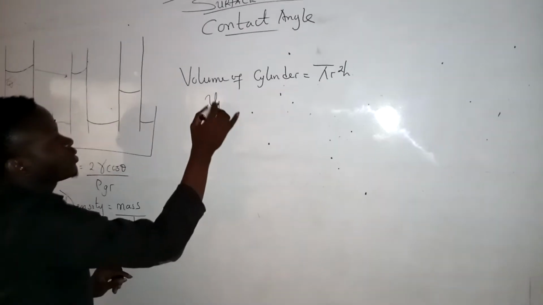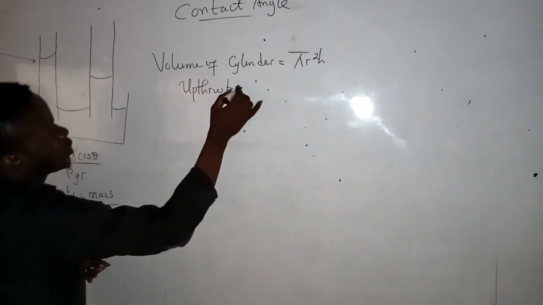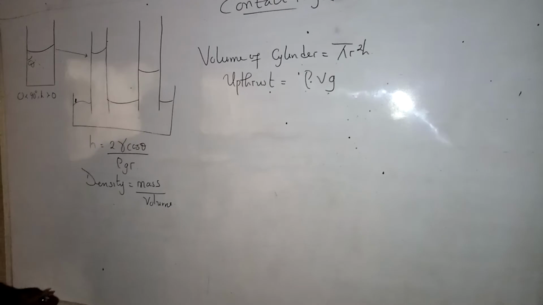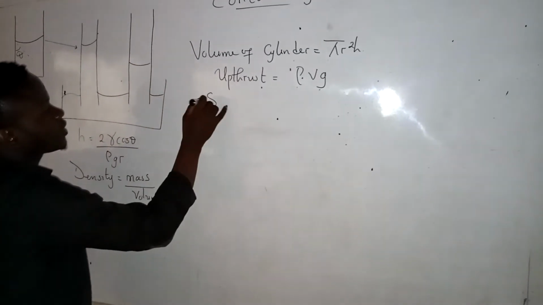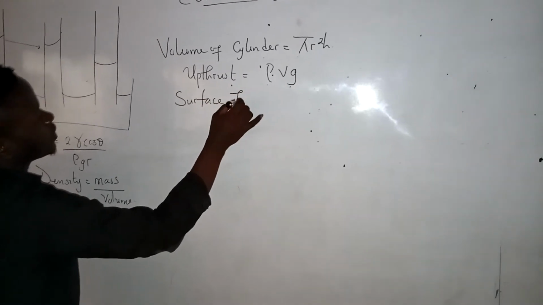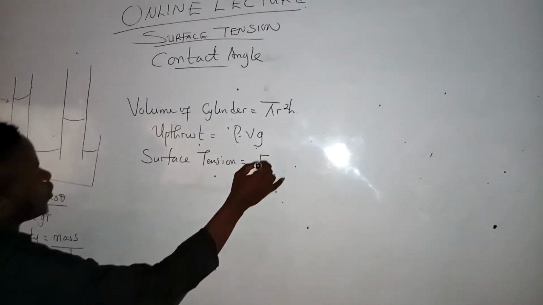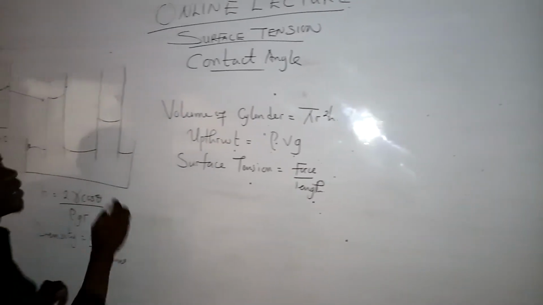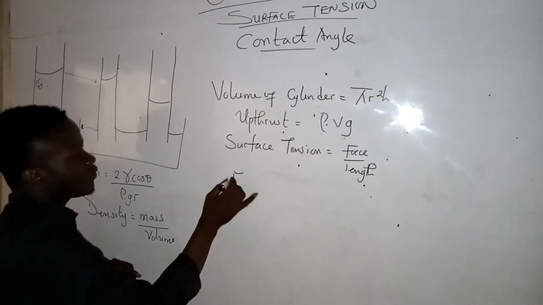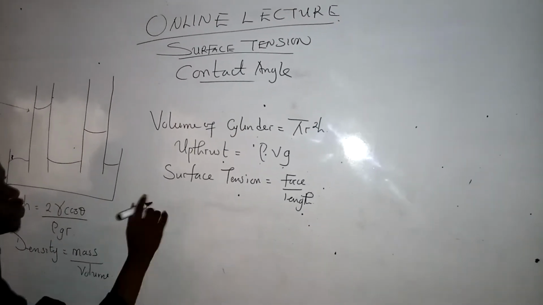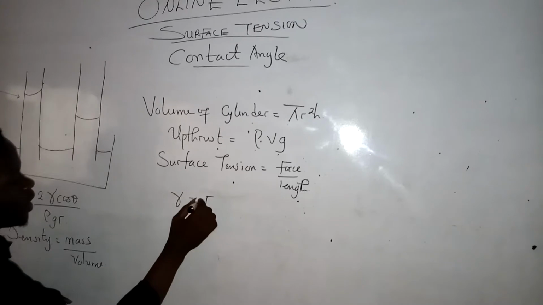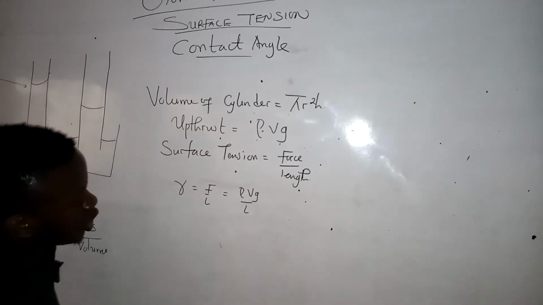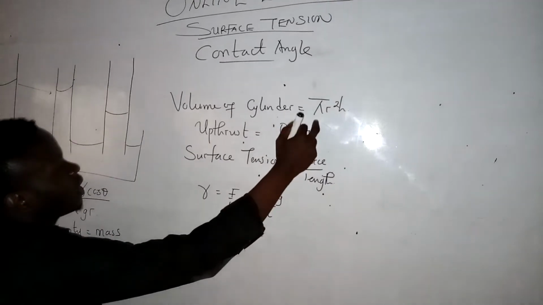And we make use of rho Vg. Rho is our density. Rho is density, so we make use of the surface tension. Surface tension is force over length. That is, when we have F to be equal to force, surface tension equals F over L, which is equal to rho Vg all over length, where V is our volume of cylinder.